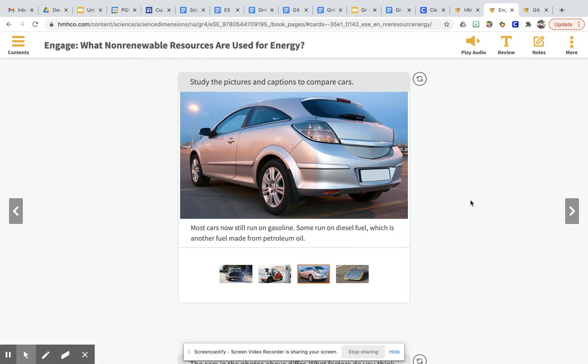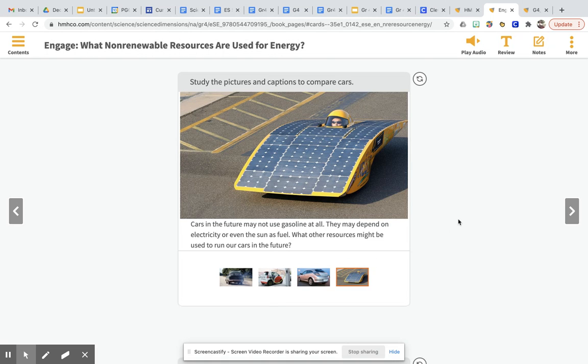Now, this next car looks very similar to the cars that we're used to seeing the most on the road. And the caption says that most cars now still run on gasoline. Some run on diesel fuel, which is another fuel made from petroleum oil. And then our final picture looks completely funky. I don't think I've ever seen a car like this in my life, but I'm sure it's probably something of the future. And that's exactly what the caption says. Cars in the future may not use gasoline at all. They may depend on electricity or even on the sun as fuel. What other resources might be used to run our cars in the future?